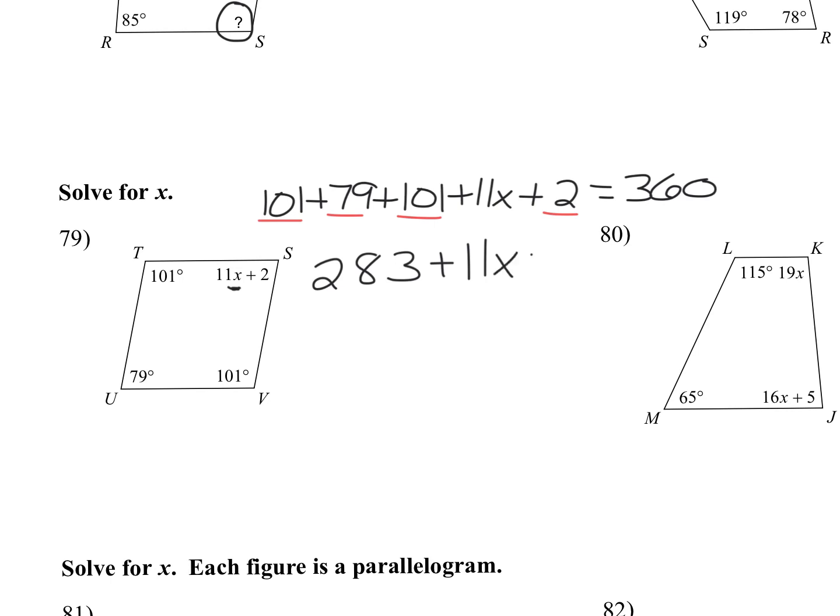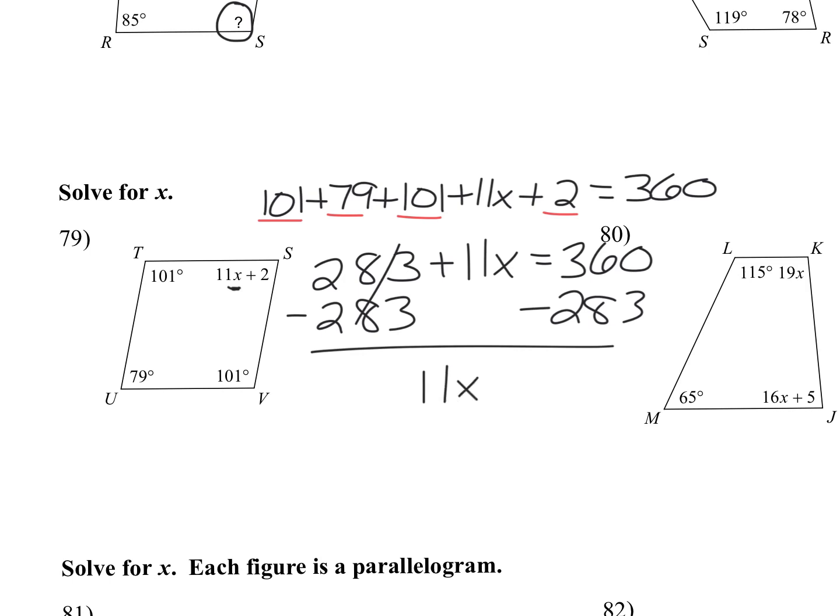And then what else is left on that side? 11x. 11x equals 360. What's my next step? Minus 283. So you get 11x equals 77. Last step. Divide by 11, x equals 7.